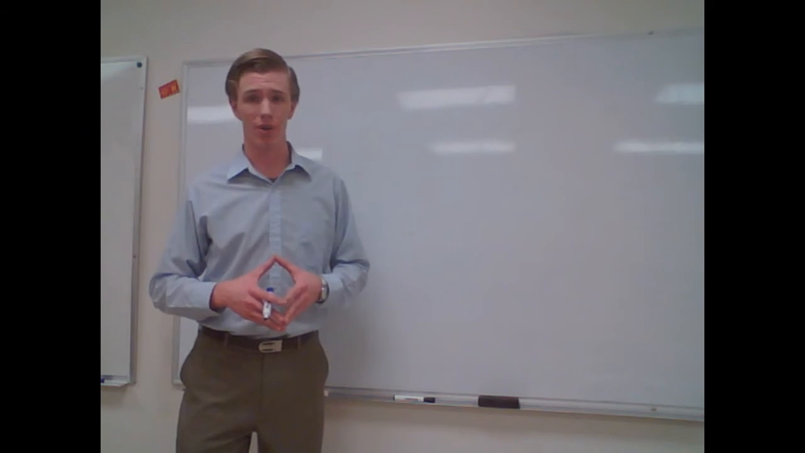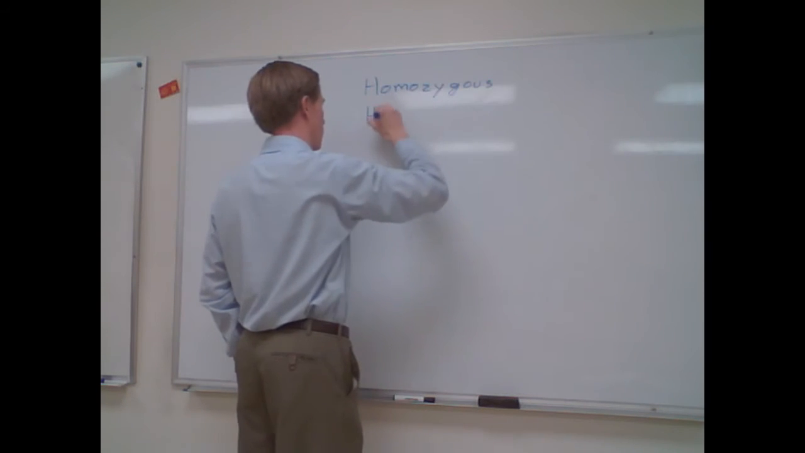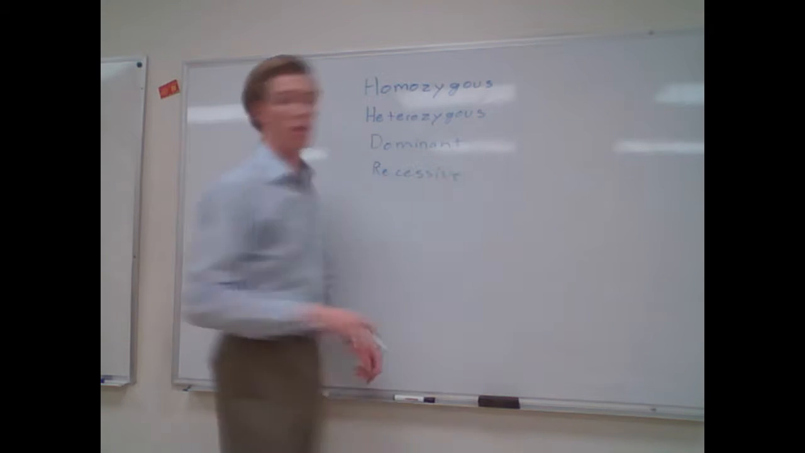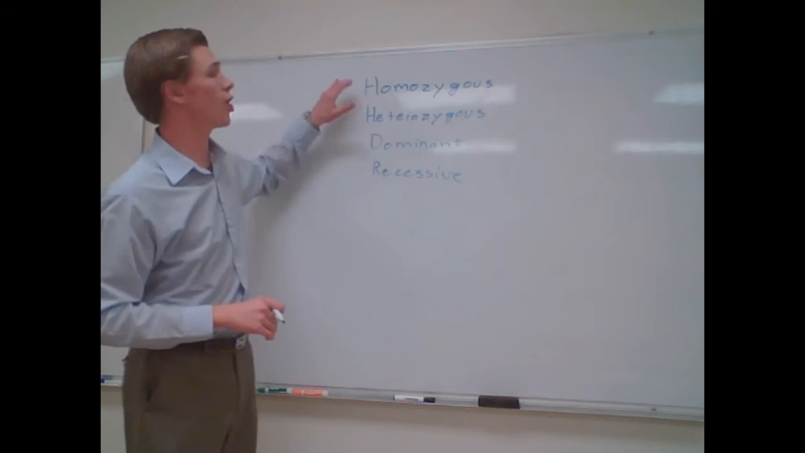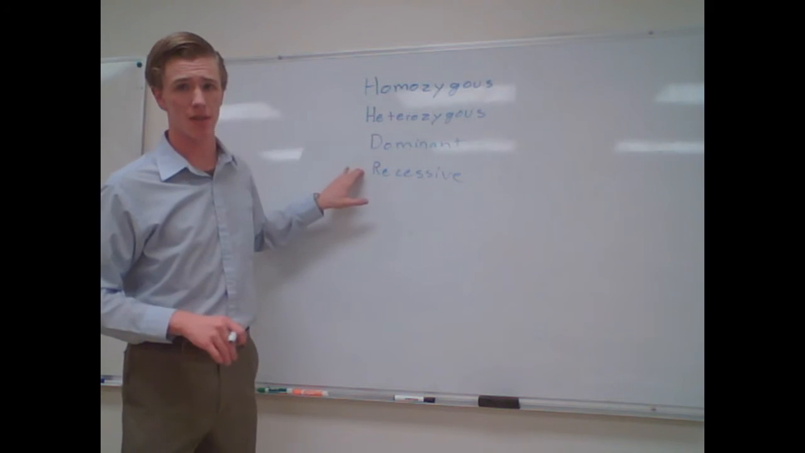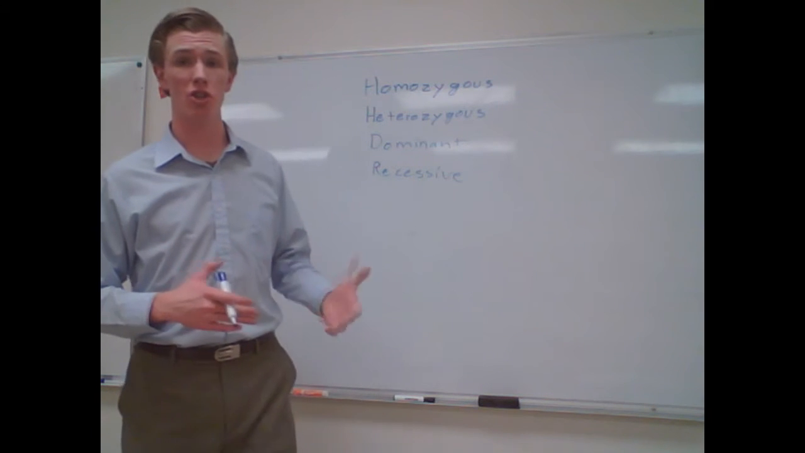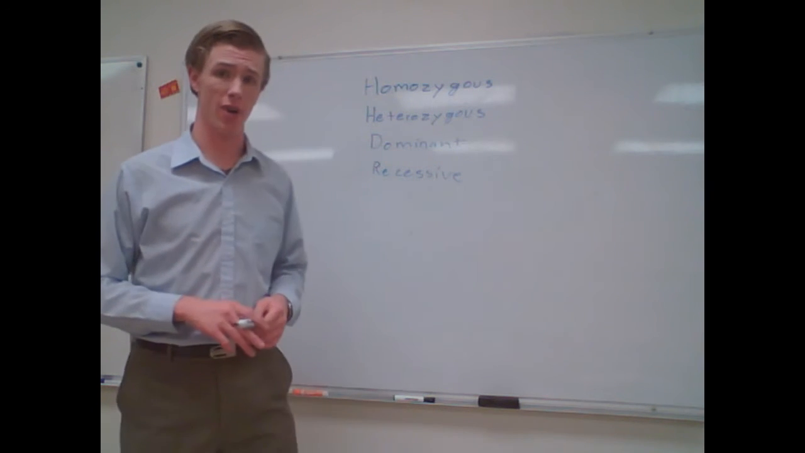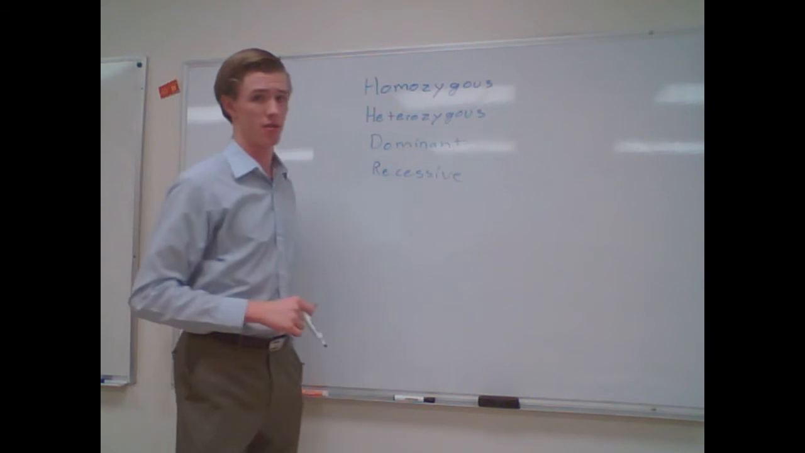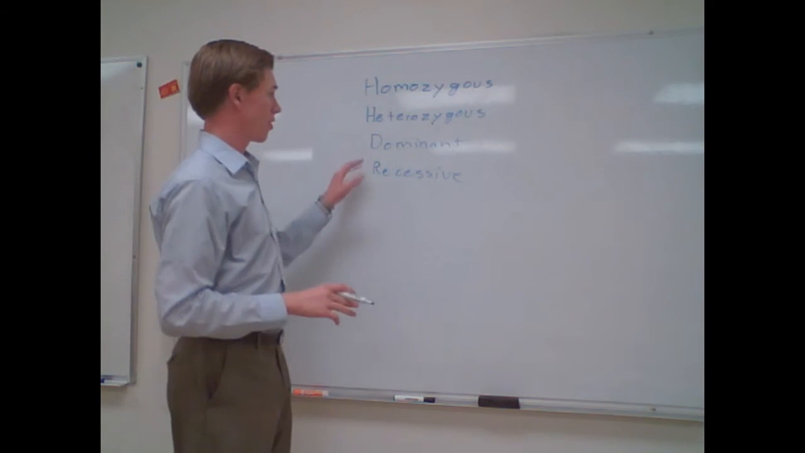The 4 words that we need to know are homozygous, heterozygous, dominant, and recessive. And that's going to help us figure out the parents, the children, everything we need to know for the Punnett squares. Homozygous, heterozygous, dominant, recessive. Hopefully you recognize some of the differences here.